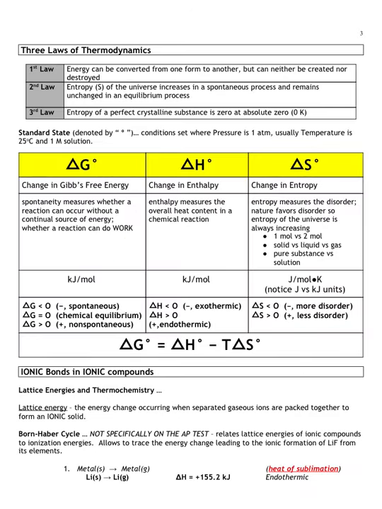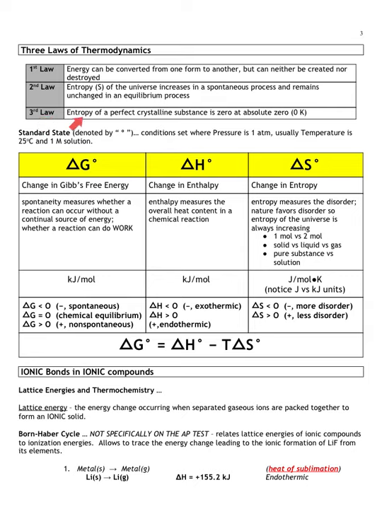There are 3 laws of thermodynamics. The first law is that energy can be converted from one form to another, but can neither be created nor destroyed. Very similar to the law of conservation of mass, this is actually the law of conservation of energy. Second law says that the entropy of the universe increases in a spontaneous process and remains unchanged in an equilibrium process. So this will be something you'll see when we get to entropy and discuss entropy.